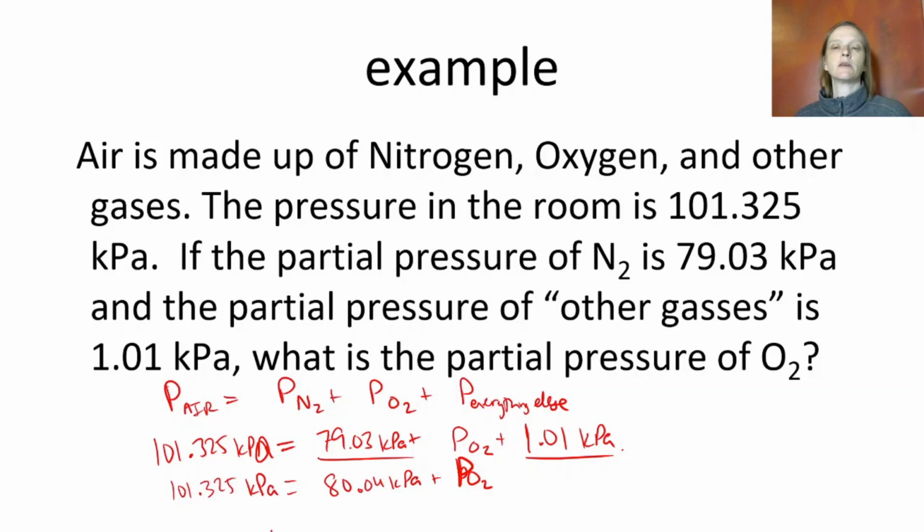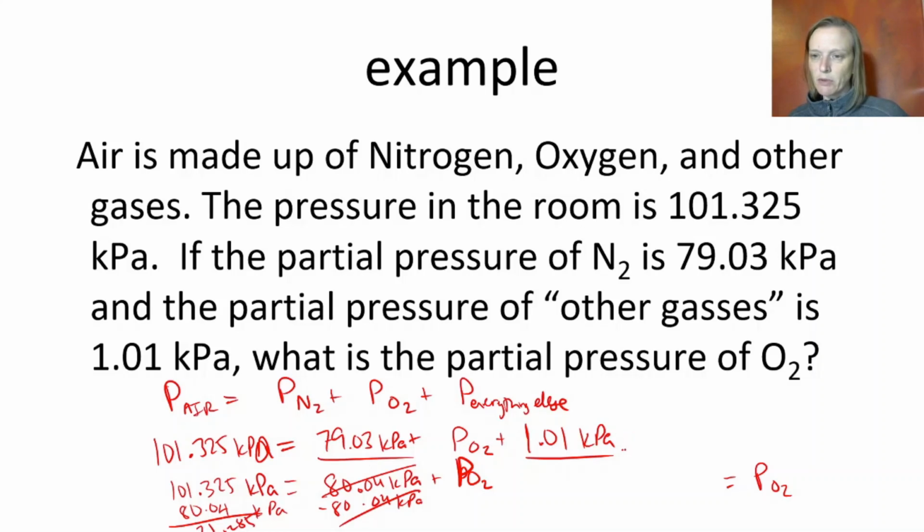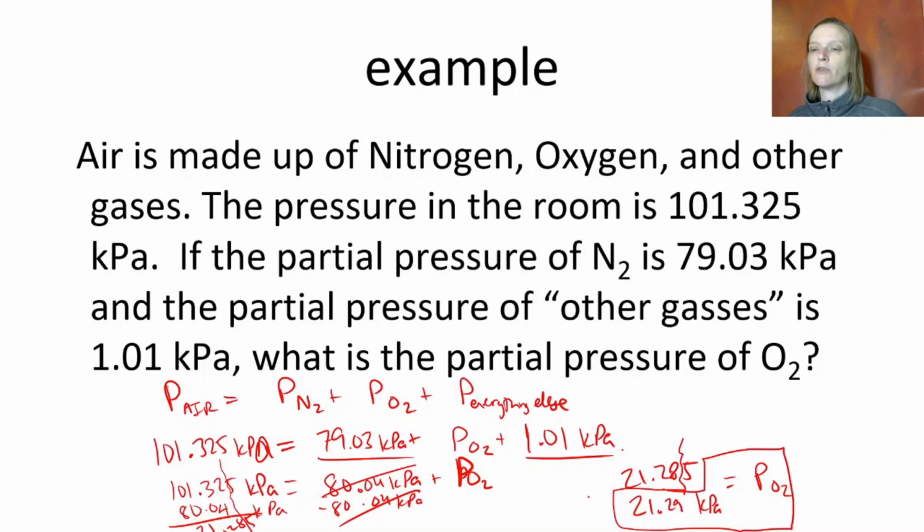will equal my total pressure of 101.325 kilopascals. All I need to do now is subtract 80.04 from both sides of the equation so that I can get the partial pressure of oxygen all by itself on one side. According to my calculator, this subtraction gets me 21.285. However, the thousandths place is not significant because I don't have a thousandths place measurement here. Therefore, I need to round my value off at 21.29, and I have kilopascals for my units.